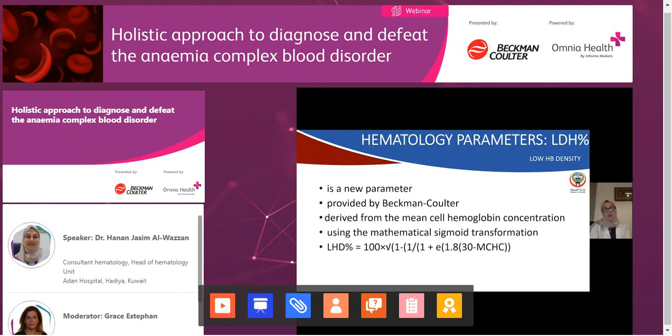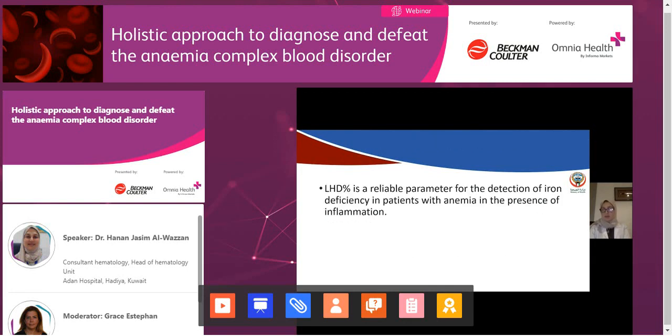There is also a hematological parameter called low hemoglobin density provided by Beckman Coulter. It is a derived parameter from the mean hemoglobin concentration using a mathematical transformation. And it is a reliable parameter for detection of iron deficiency in the presence of inflammation.